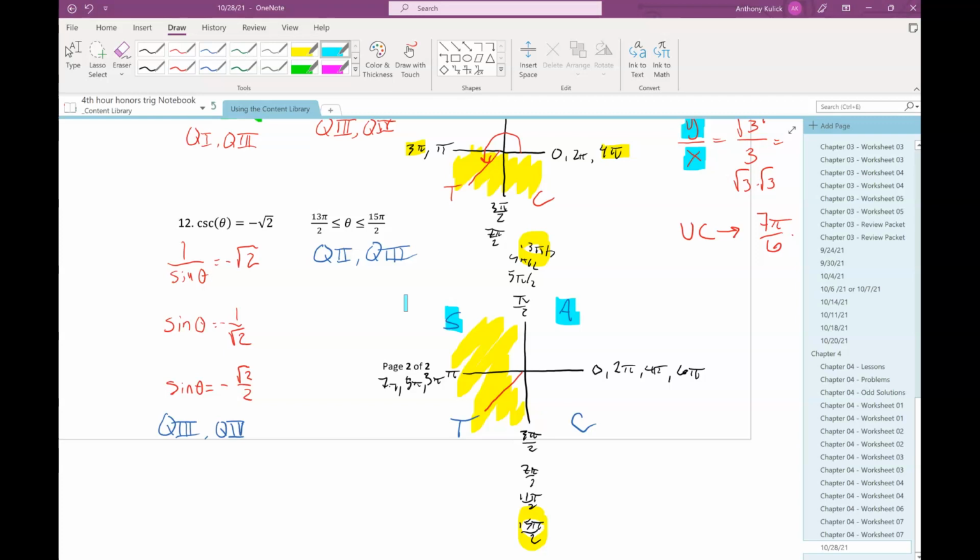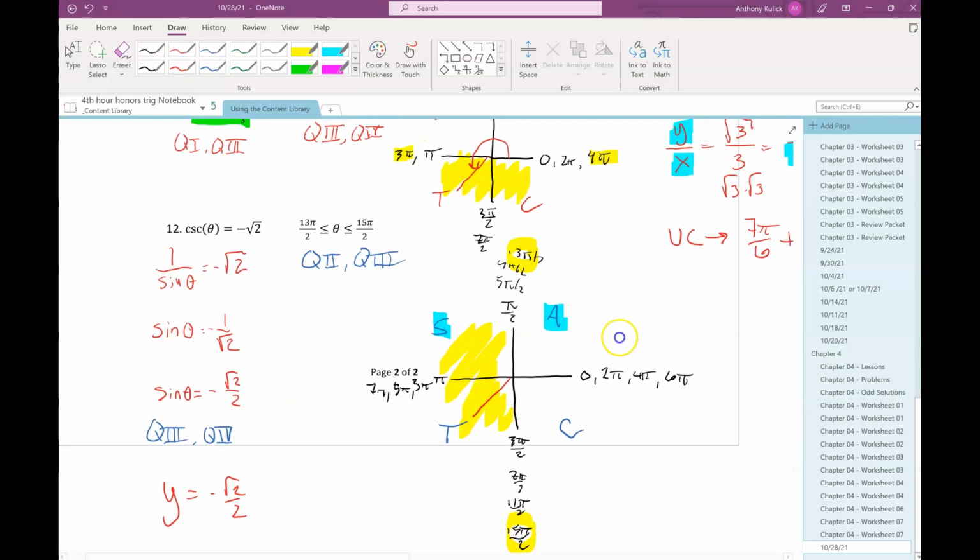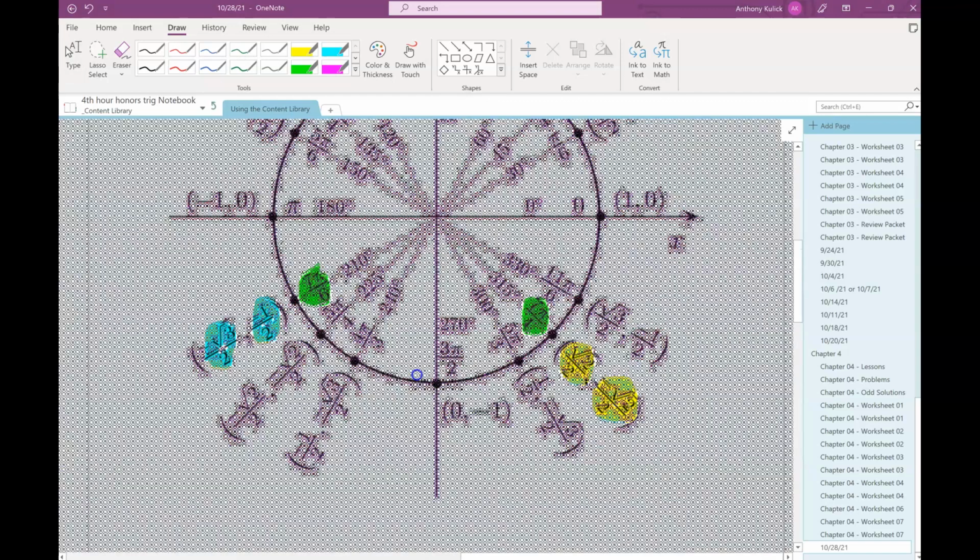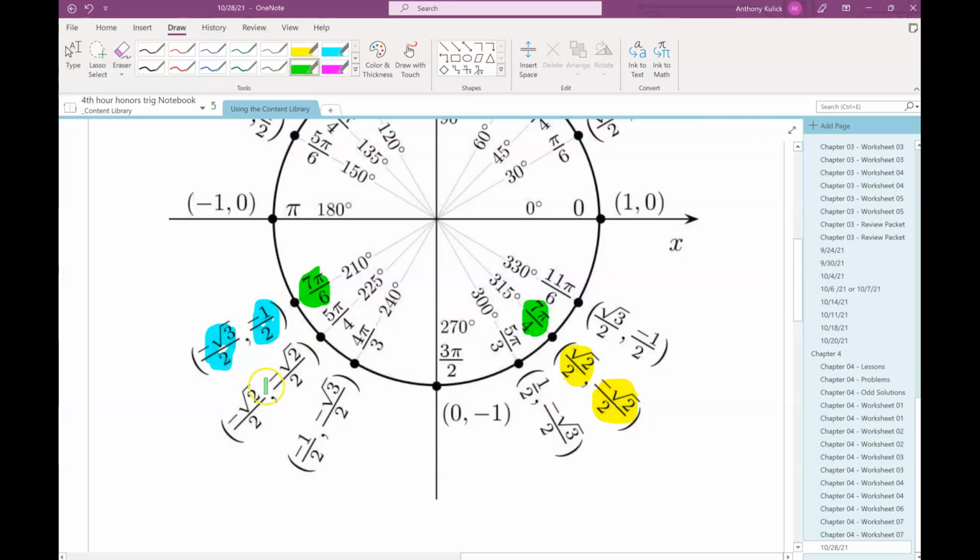Okay, so I have that. So I'm going to go to my unit circle and find the place where sine is, well, sine is the y coordinate, right? So I'm going to find on my unit circle in quadrant 3 where the y coordinate is negative root 2 over 2. So right there, 5 pi over 4. Everybody okay there?